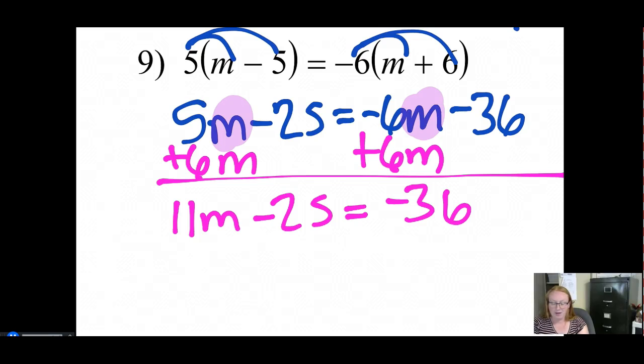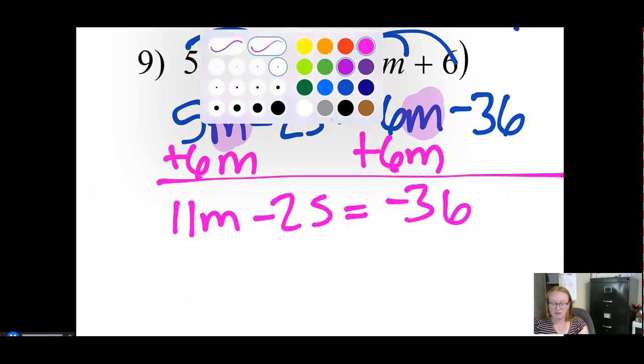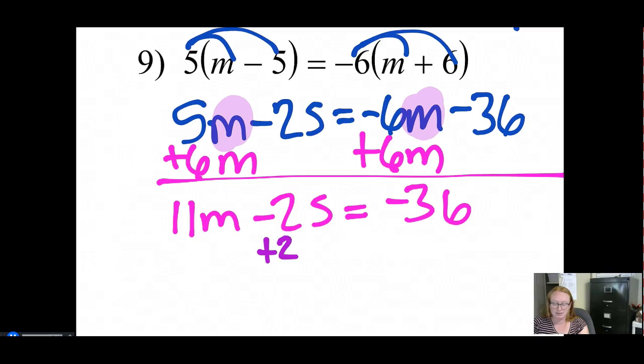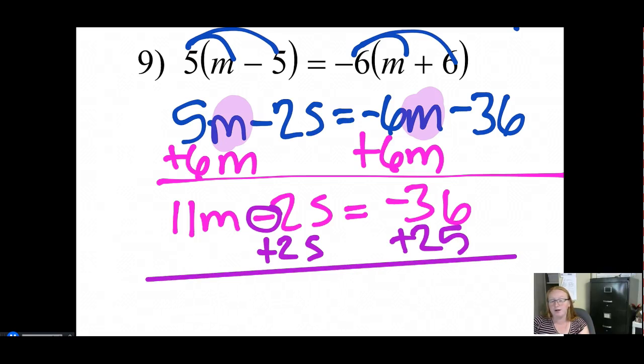Okay? I'm going to go ahead and I'm going to add 25 to both sides. Remember, I'm doing the opposite of what was here. And I'm moving the 25 before I move the 11 because it's farther away from the m.